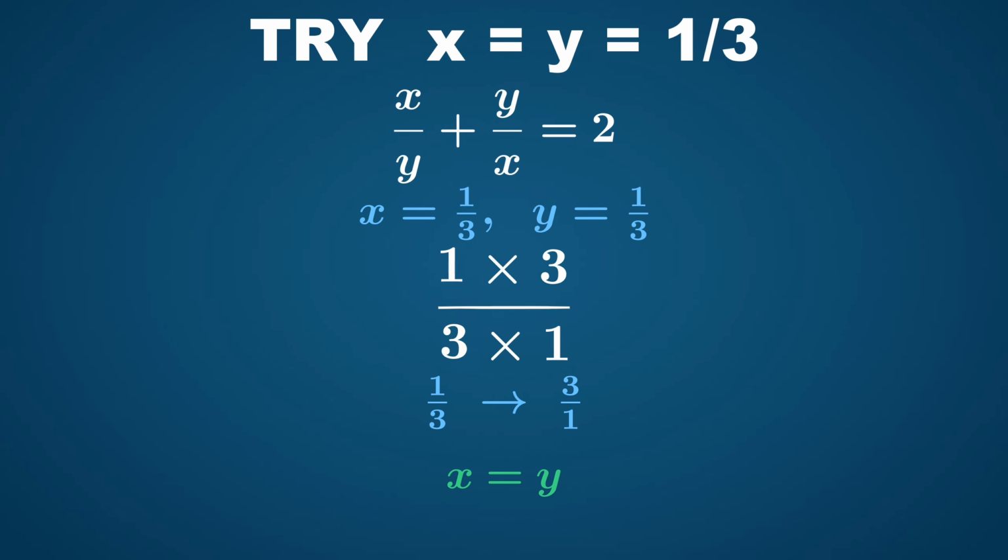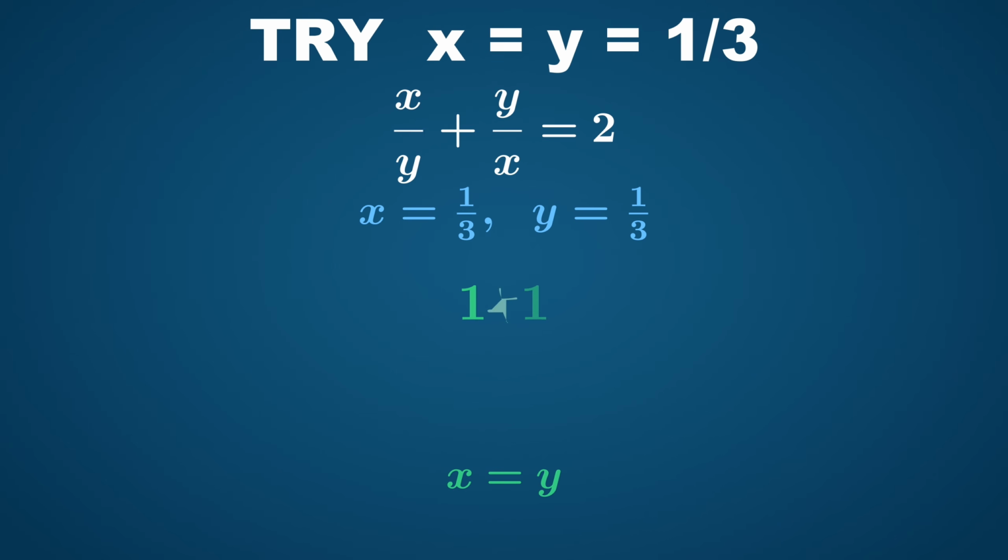We multiply the top numerators. 1 multiplied by 3 equals 3. We multiply the bottom denominators. 3 multiplied by 1 equals 3. We arrive at the combined fraction 3/3, which simplifies to the integer 1.